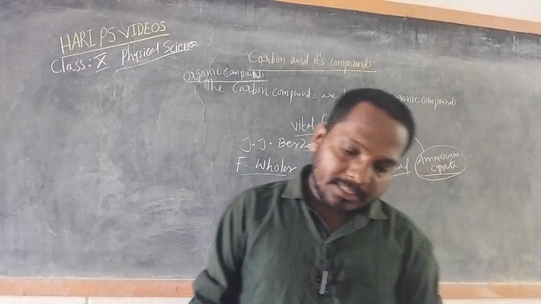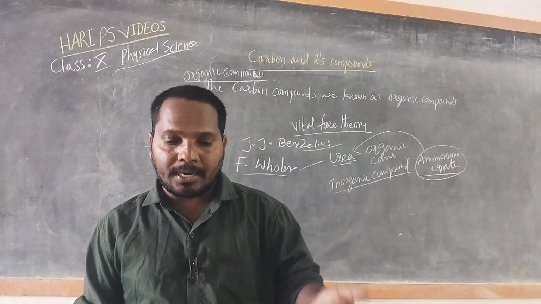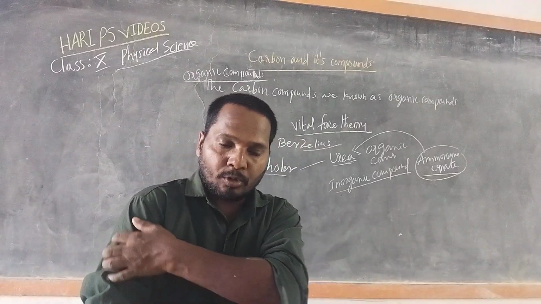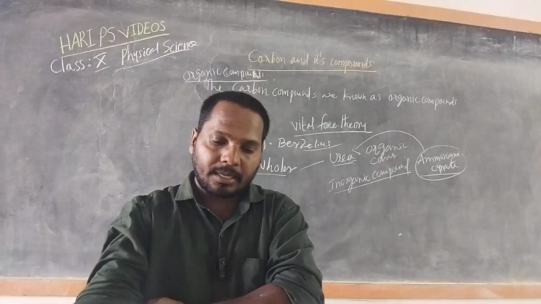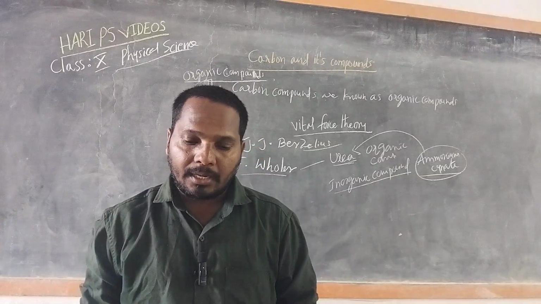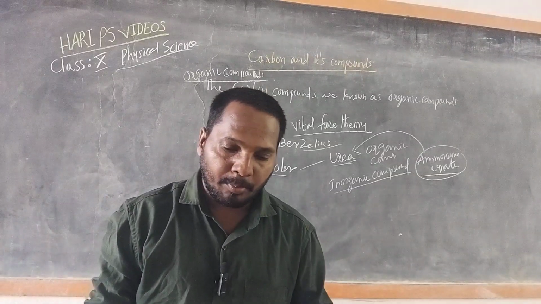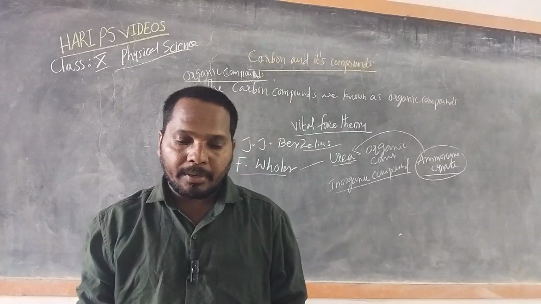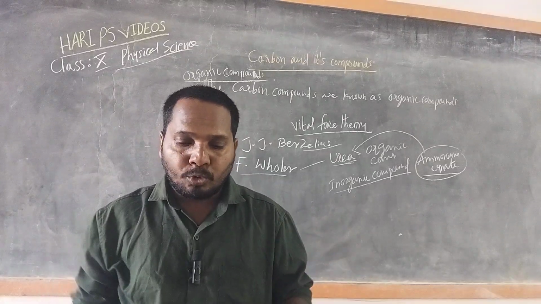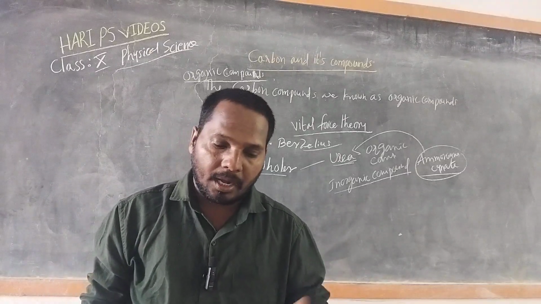Oxides of carbon like carbon monoxide and carbon dioxide, carbonates, hydrogencarbonates, and carbides are carbon compounds, but they are not considered organic compounds. This is because their properties are different from those of common organic compounds.